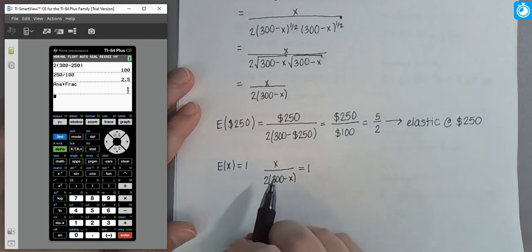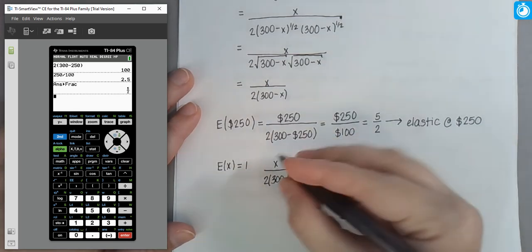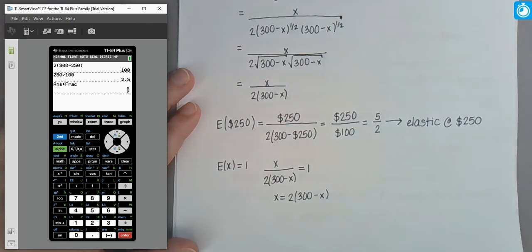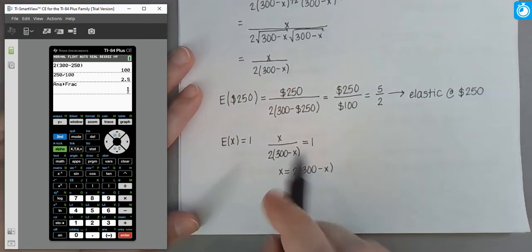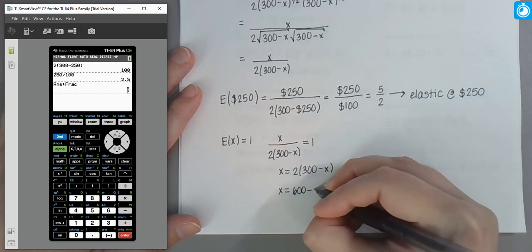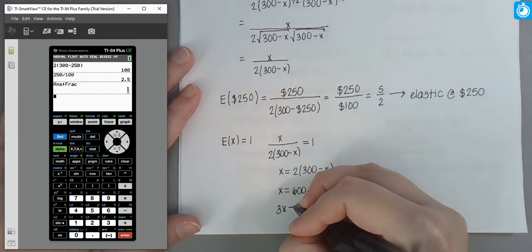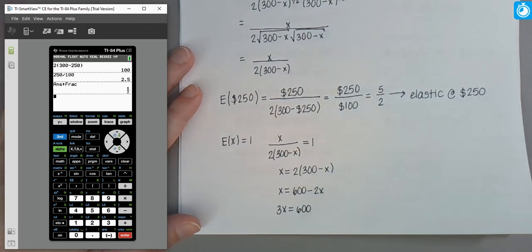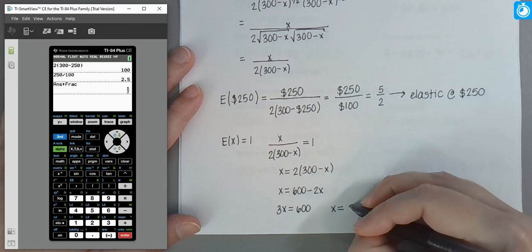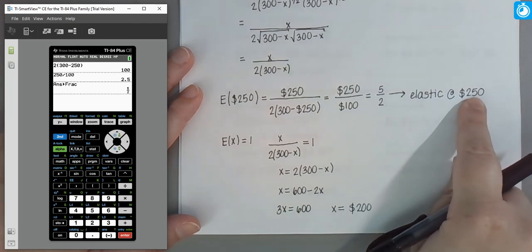So similarly to before, we're going to multiply both sides by our denominator, move it over so that we don't have a numerator and denominator. We just have one side equal to another. So that's going to be x is equal to 2 times 300 minus x. So just multiplied, move that denominator over. Okay, now we'll probably want to distribute the 2. So that's going to be x is equal to 2 times 300, which is 600, minus 2x. Now we're going to add the 2x, move it over, combine the like terms. So that gives us 3x is equal to 600. And so if we divide by 3, we get x is equal to 600 divided by 3, which is 200, and more specifically, $200.